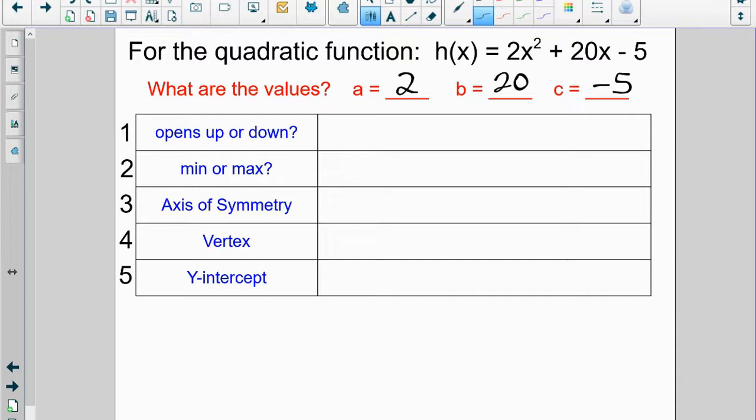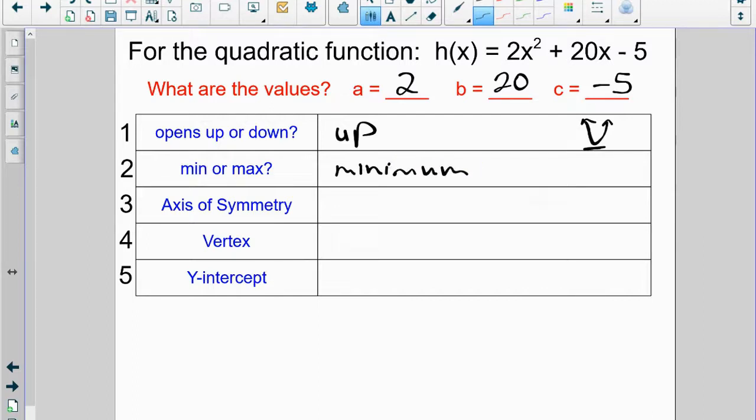All right, so how about, does it open up or does it open down? Well, since A is 2, in other words, since A is a positive number, the x squared term is a positive x squared term, it is going to open up, meaning it looks like this. So is there a maximum or a minimum? Well, if it opens up, there's a lowest point. That means it has a minimum.